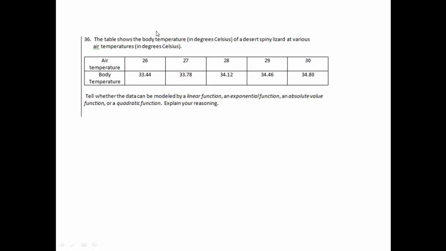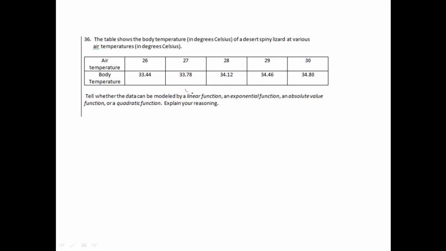Number 36. The table shows the body temperature in degrees Celsius of a desert spiny lizard at various air temperatures in degrees Celsius. Tell whether the data can be modeled by a linear function, an exponential function, an absolute value function, or a quadratic function, and then explain your reasoning. Alrighty, so let's just take a peek at what's going on. It looks like as the air temperature is going up, the body temperature is also going up. We just need to decide which one of these would go.